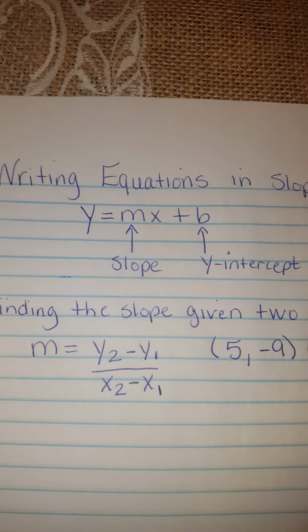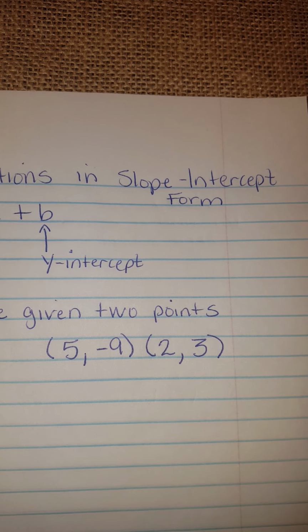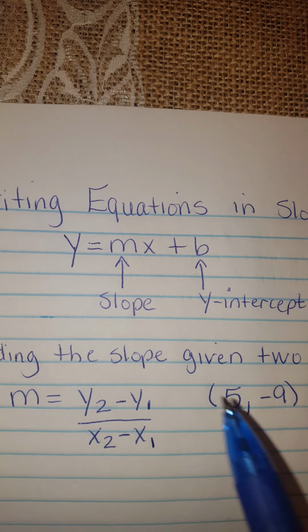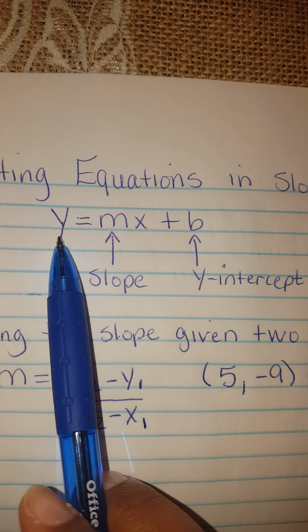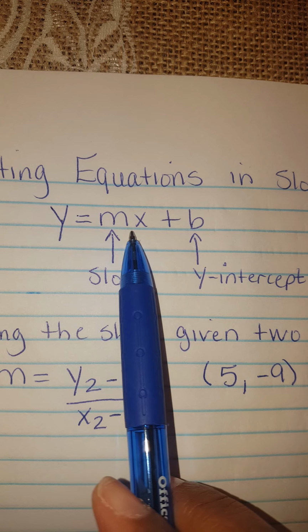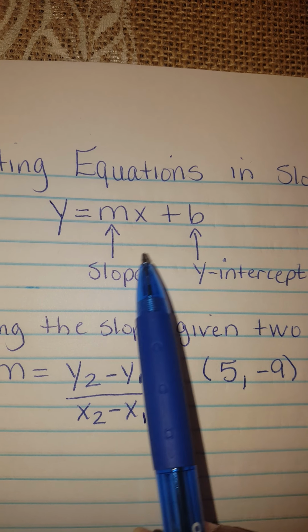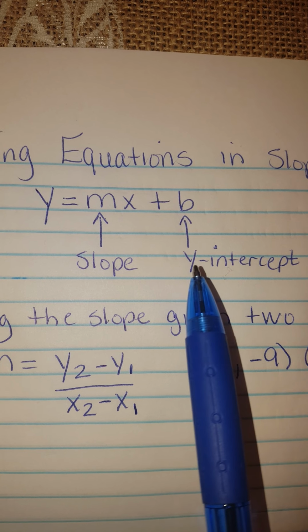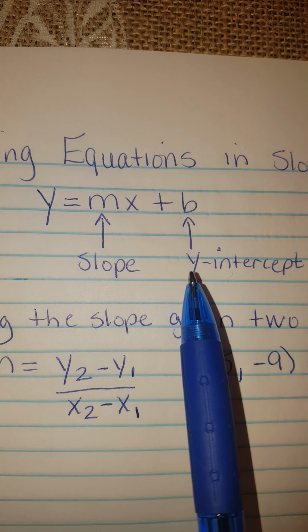Hello guys, so this week we are writing equations in slope-intercept form. A formula that we've dealt with before, but I want to go back through it just to make sure you completely understand it. The formula is y equal mx plus b, where m is always your slope and b is your y-intercept. The y-intercept is the point where the line touches the y-axis.